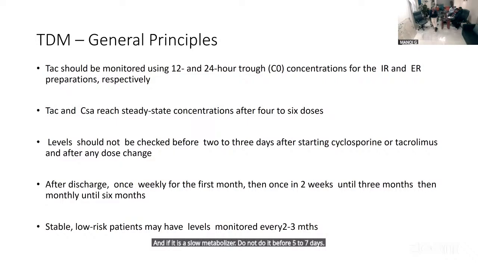Do not change the levels earlier than this. Do not reduce it further because this is a slow metabolizer. Your drug is still not metabolized. Your previous dose is still having some effect on the current levels even after 5 days.